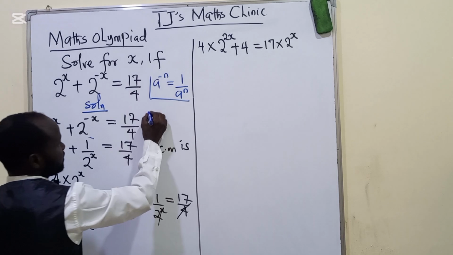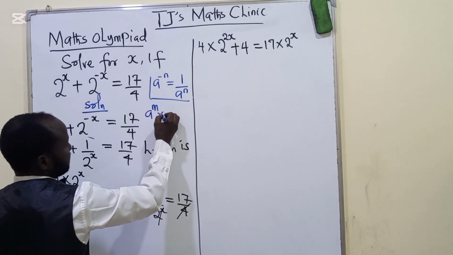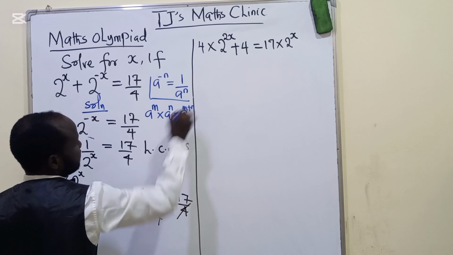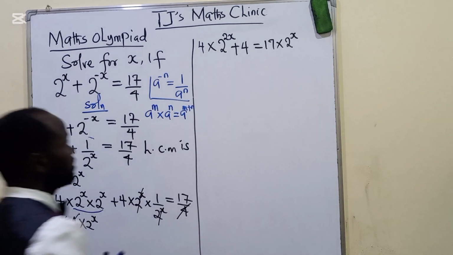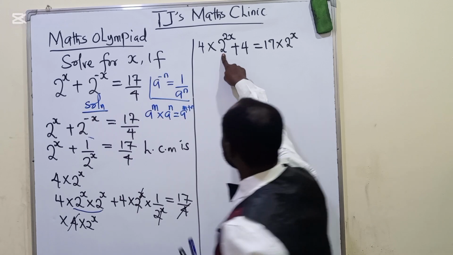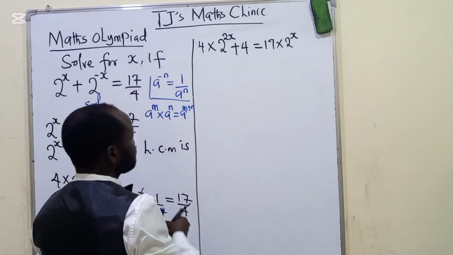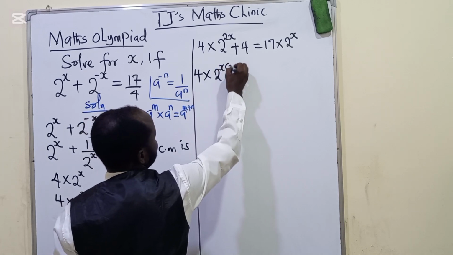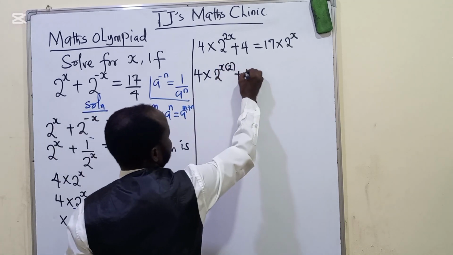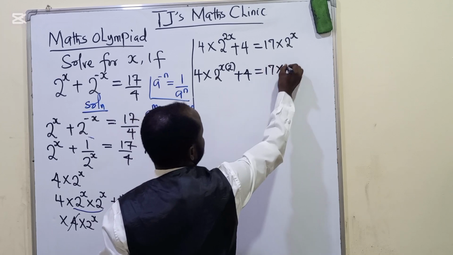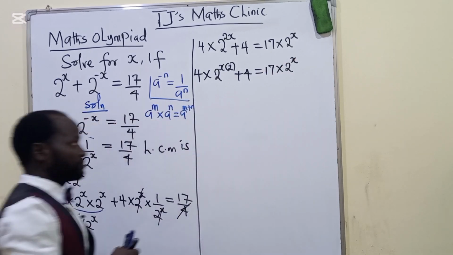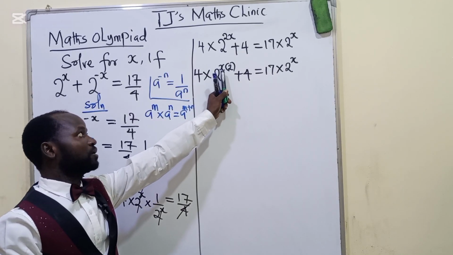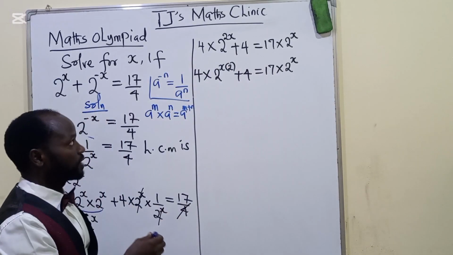Let me state it here. a power m times a power n is the same as a power m plus n. That's the multiplication law of indices. From the power law of indices, I can write this as 4 times 2 power x into 2, plus 4, equals 17 times 2 power x. Very important, power law of indices, that's what I just did here, because if I multiply this 2 by x, I will still get 2 power x.